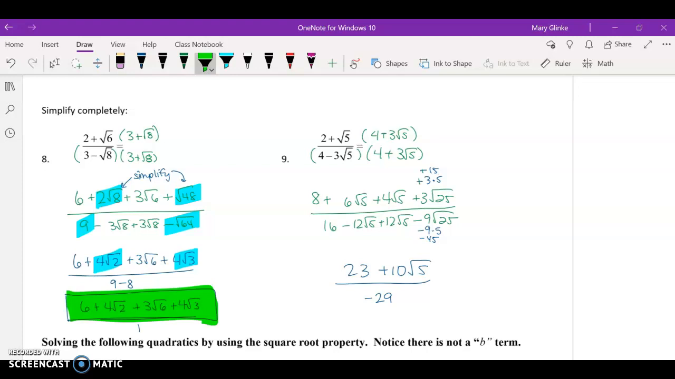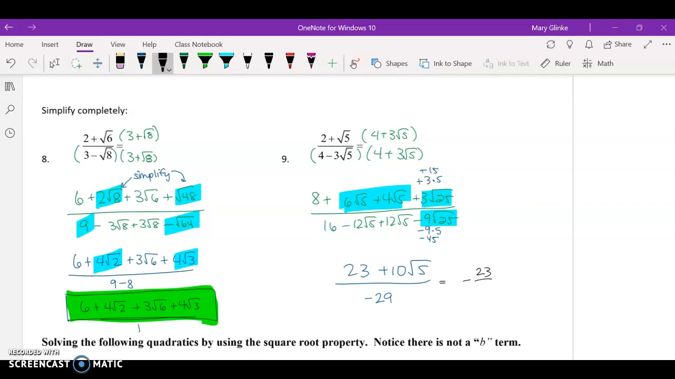For number 9, when we distribute our numerator, we have like terms that we can add together. We also have some things that continue to simplify. So by simplifying those and combining like terms, our numerator becomes 23 plus 10 root 5. And my denominator becomes negative 29.